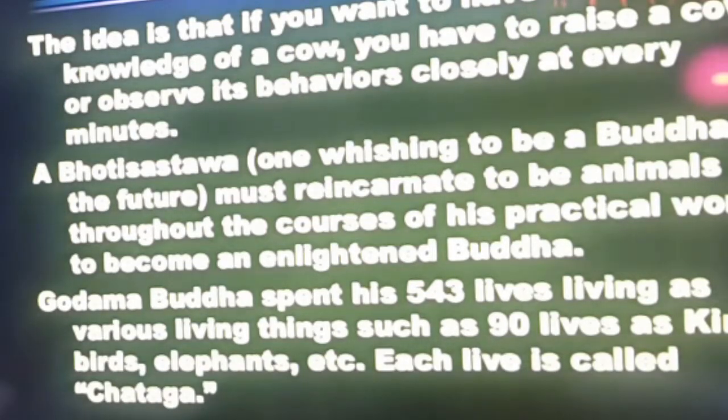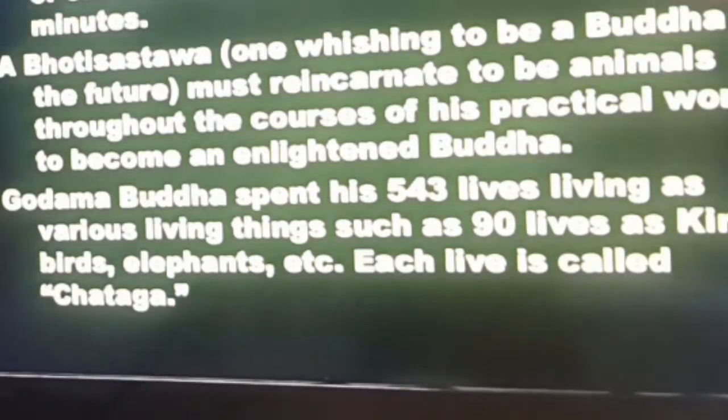Okay. Gautama Buddha, with his 543 lives, living as various living things, for example, being a king for 90 lives, a bird, being many birds, elephants. Each of his lives is called Jataka or Jadok. See, Jata means born, Jataka, those who are born.